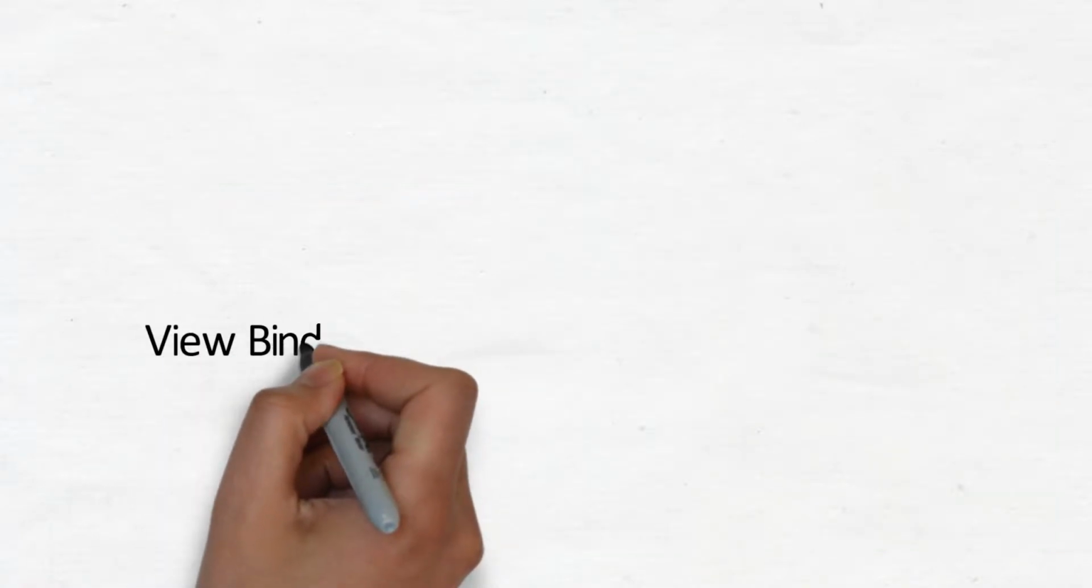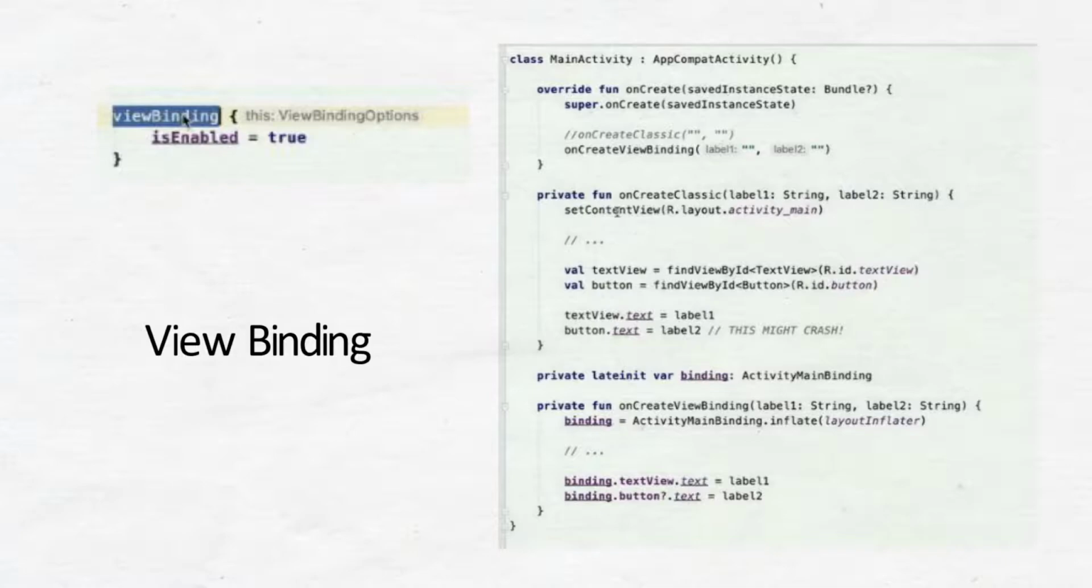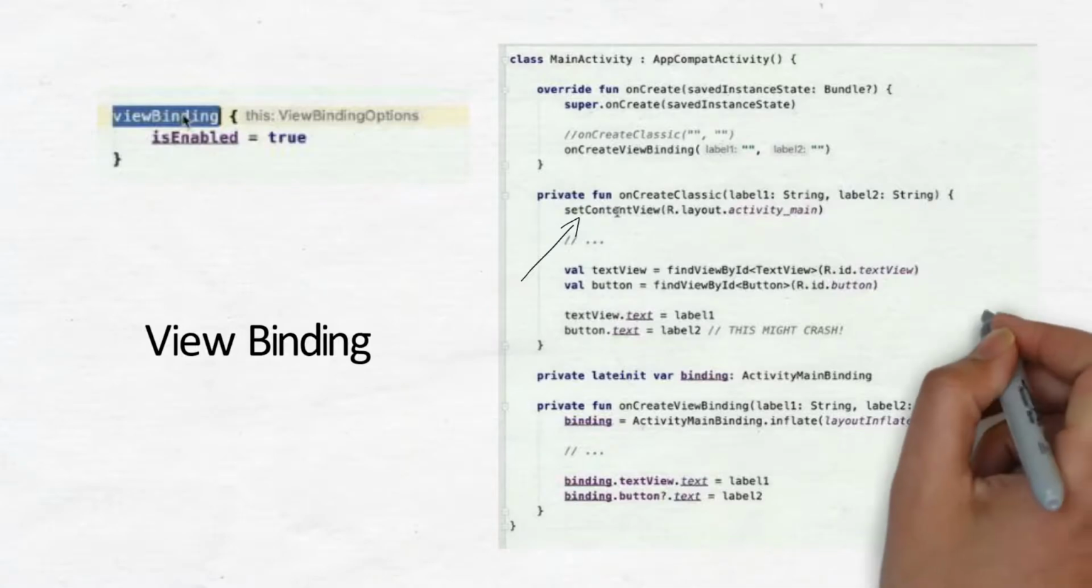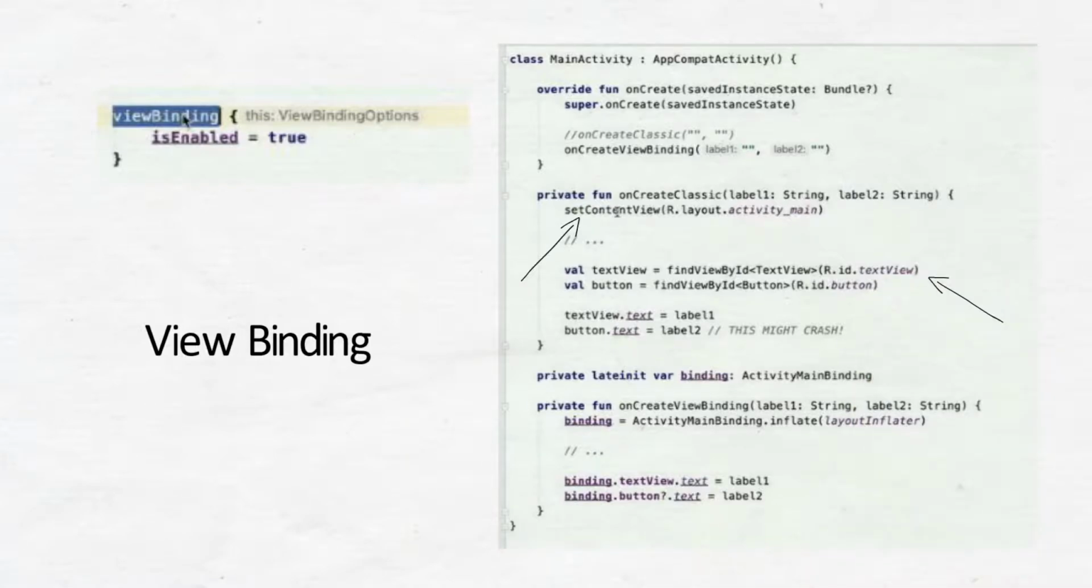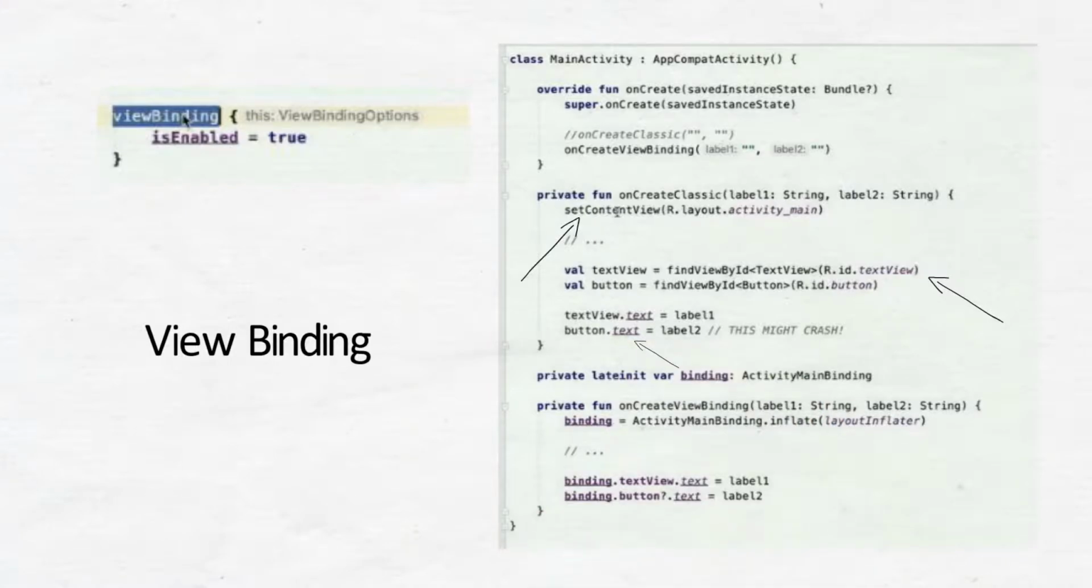View binding is very much like data binding, but it is easier to use and it has a smaller impact on your build speed. Once it is turned on, it will create a binding class for each one of our layouts. For example, here's a class that first does things in the classic way. We have a set content view where we are passing a layout resource. Then we go through this view hierarchy where we have these find methods. Then we apply cast that hopefully works and then we access those objects.